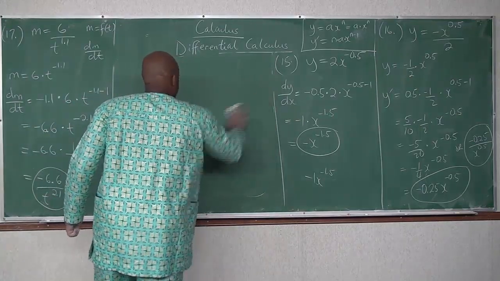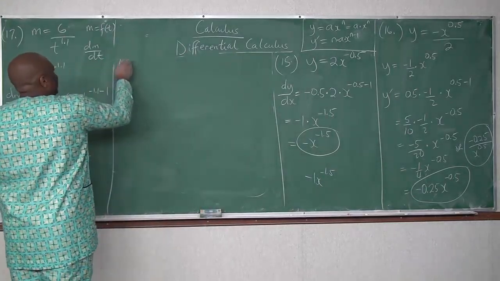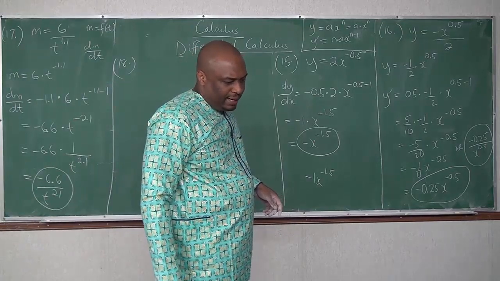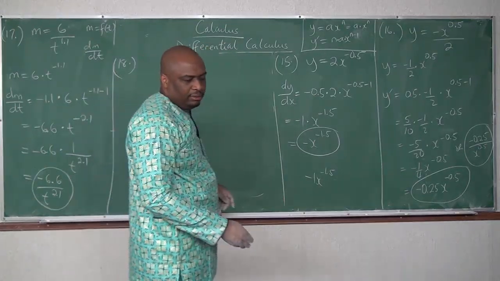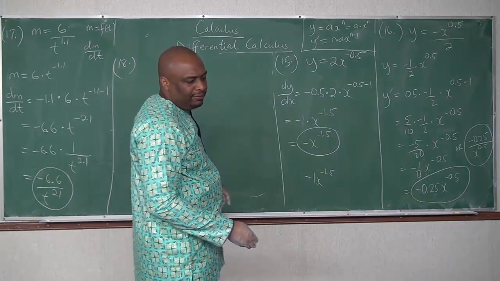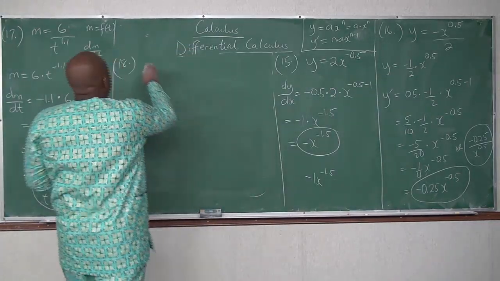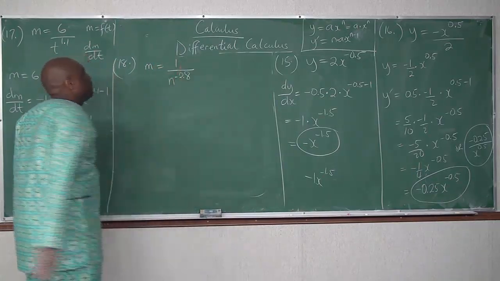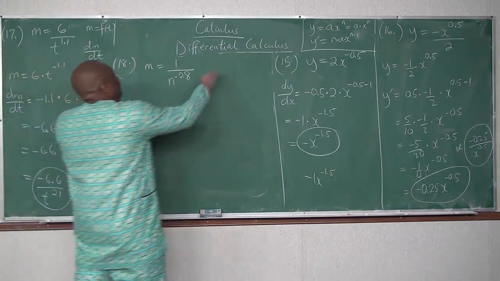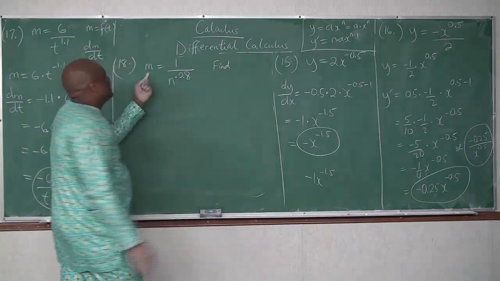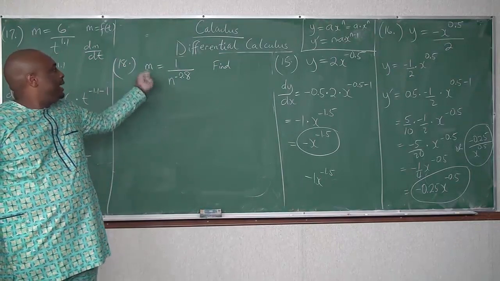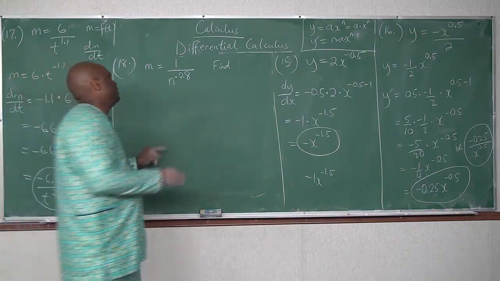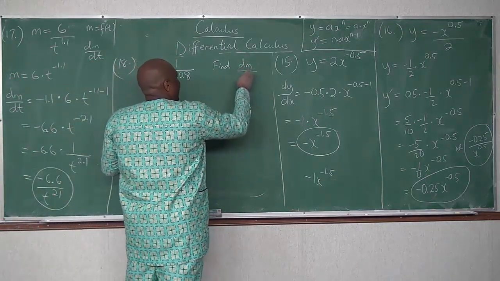Question 18. M is equal to 1 over n exponent negative 2.8. In this case, m is a function of n. So find what? dm dn.